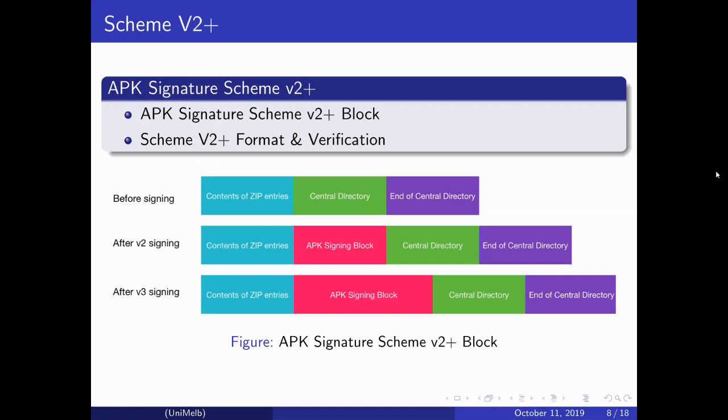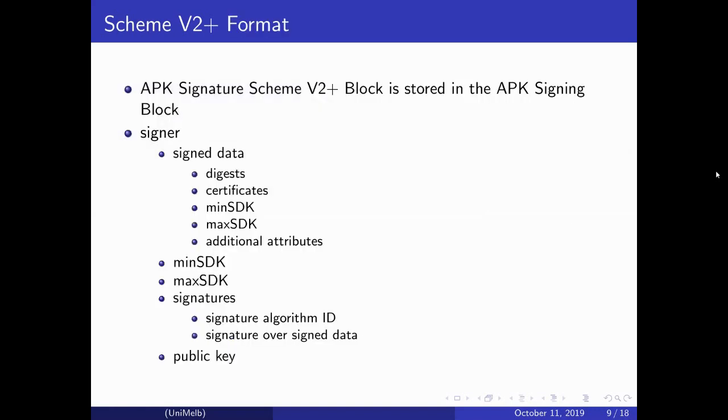The version 2 Plus scheme includes all three schemes, as shown in the slides. The version 2 scheme inserts the APK signing block in the APK file. On the basis of that, the version 3 scheme adds information about the supported SDK versions and the proof of rotation struct to the signing block. Here is the structure of the scheme version 2 Plus, which includes the signer, the version boundary, signature, and public key. Those parameters are used in the verification process.